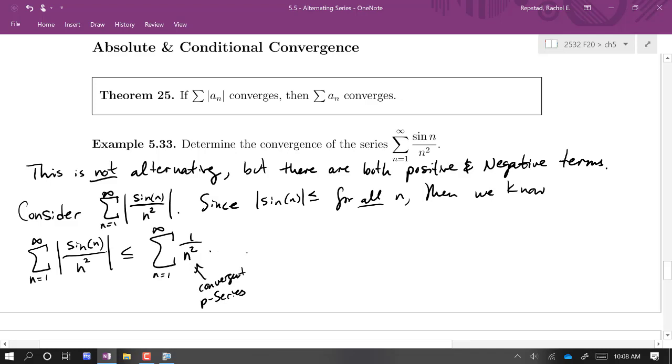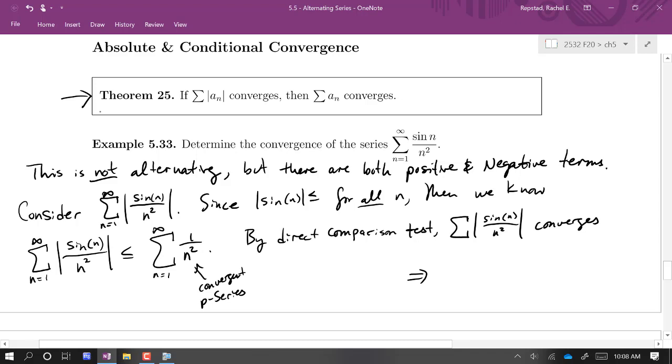So using the direct comparison test, we know that the series absolute value of sine of n over n squared converges. And that means, using Theorem 25 here, that the series without the absolute values, sine of n over n squared, also converges.